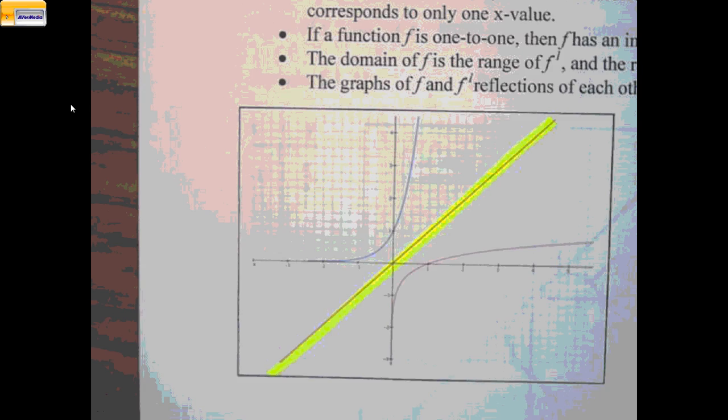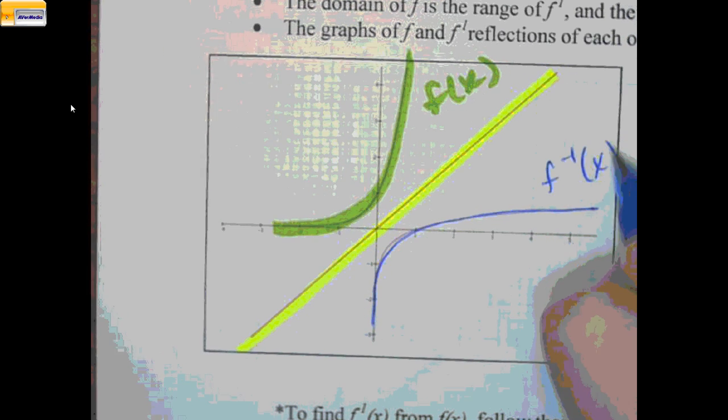Mine has color. I know yours doesn't because we don't have a color copier. But this little guy right here represents f of x. This little guy right here represents its inverse. So you can tell that those graphs are flipped over, they are reflected over y equals x.